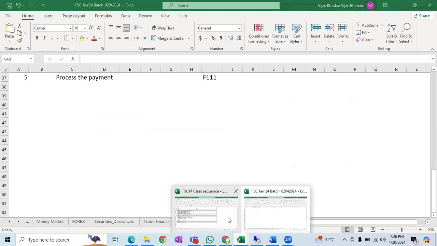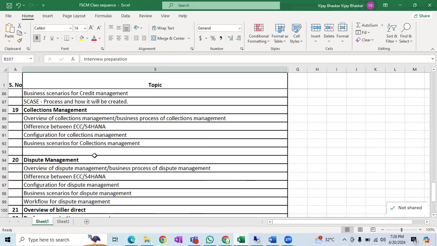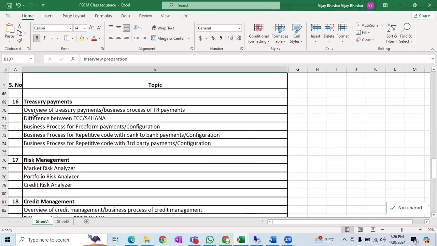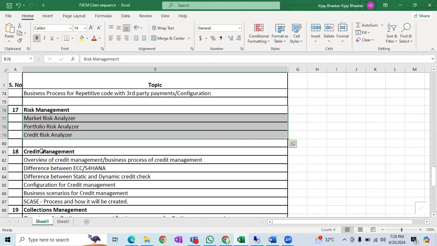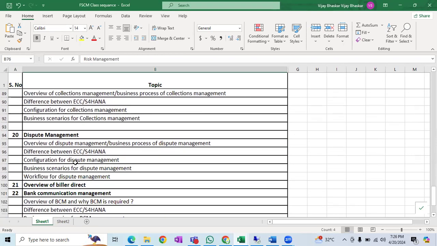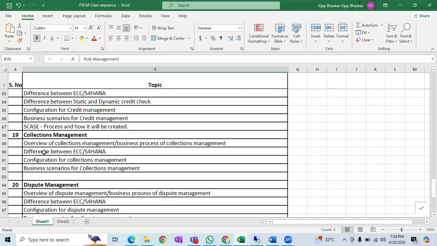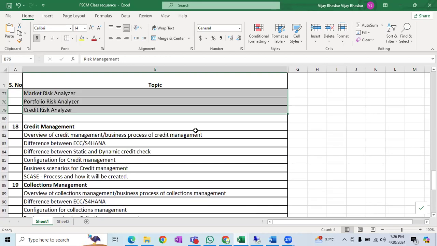Now for the treasury payments, we are at the 16th topic for this current batch. Almost this is also done. Now the risk management is pending, which I will complete. Then after that, credit, collections and dispute management. These are the topics left for the current batch, but definitely as per the schedule I am going to complete them. In this month we have around 7 to 8 days, and next month we have around 15 days, so I will complete all these topics.